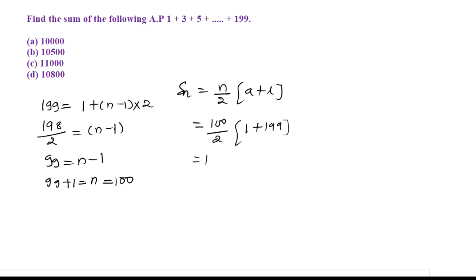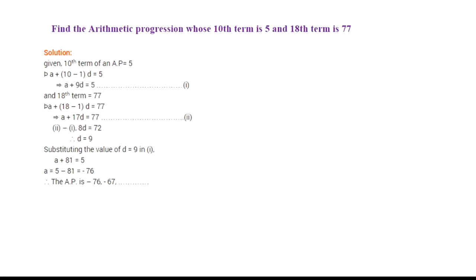Right? So it is 100 upon 2 into how much? 199 plus 1 is 200. So this is how much? 100. What is 100 into 100? 1, 2, 3 and 4 zeros. Do I have any option with 4 zeros? Yes. What is the right answer? A is the right answer. No doubt? Okay. Next question.